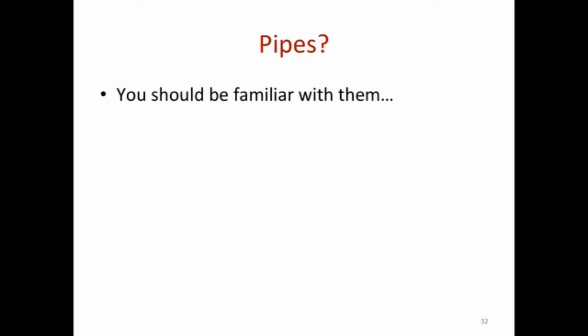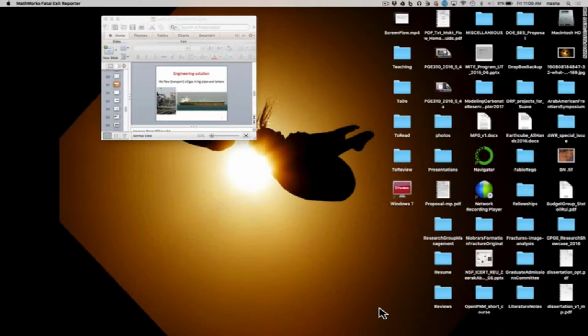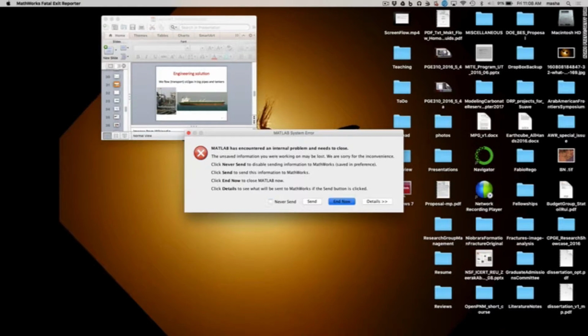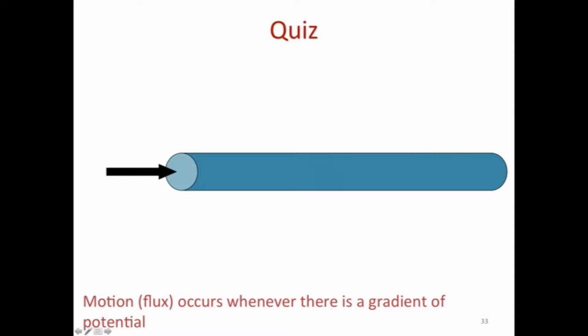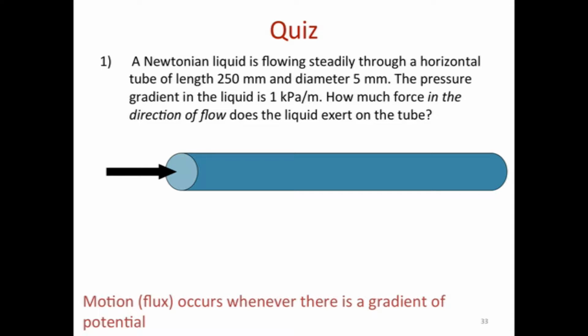pipe. So if you just take a piece of paper, let's just remind ourselves. If you actually have a pipe like this, and you have a Newtonian liquid, and you have a steady state flow, and the tube is horizontal, it has given the dimensions of 250 millimeters in length and diameter 5, and I have a pressure gradient that is driving the flow, and it's given as 1 kilopascals per meter. How much force in the direction of flow does the liquid exert on the tube? Can you think about it on a piece of paper?